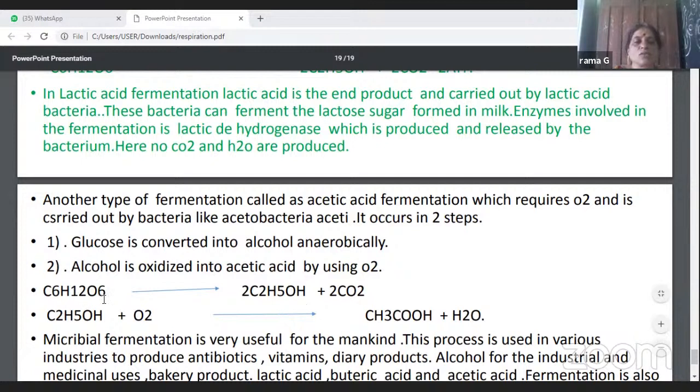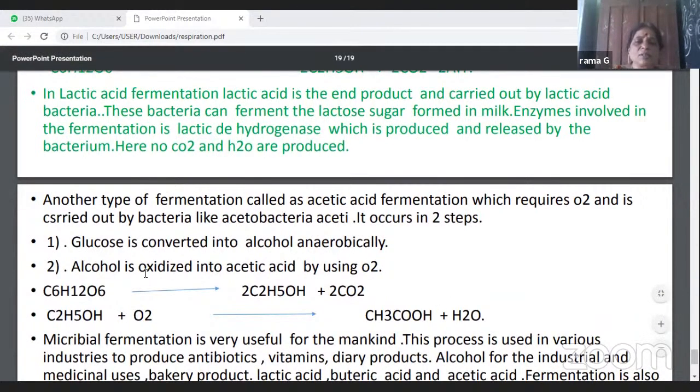Now, C6H12O6 gives rise to C2H5OH, that is ethyl alcohol, plus carbon dioxide. And this is the anaerobic process. The second is the aerobic process, where ethyl alcohol combines with oxygen and results in acetic acid plus H2O. CH3COOH is the acetic acid, and H2O, both are produced.